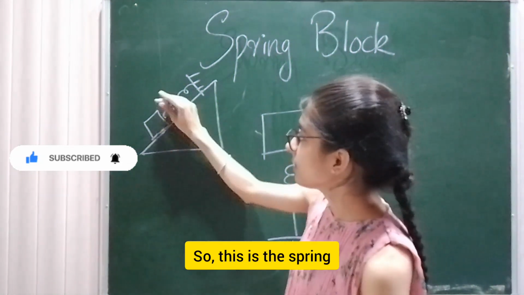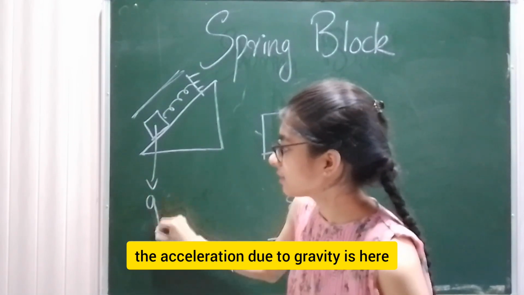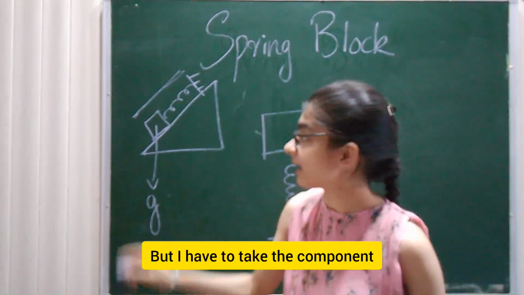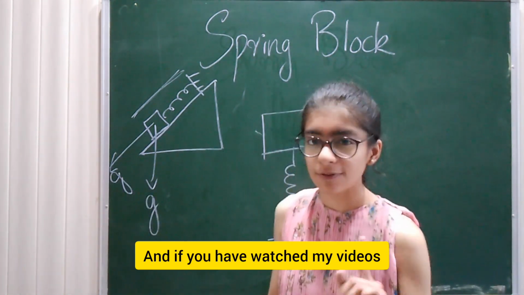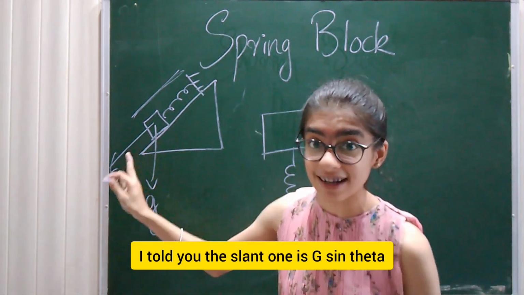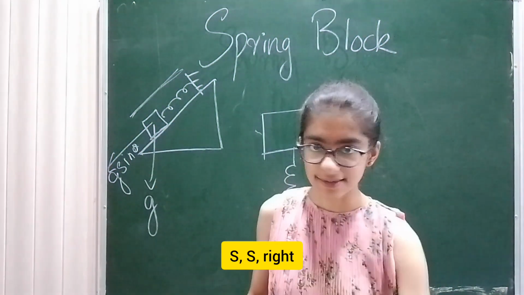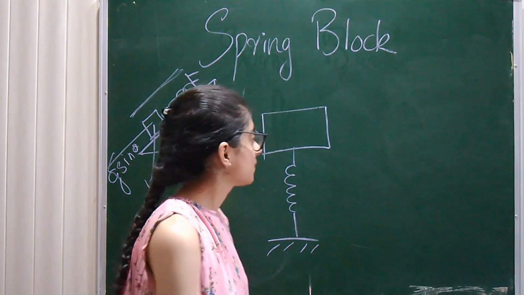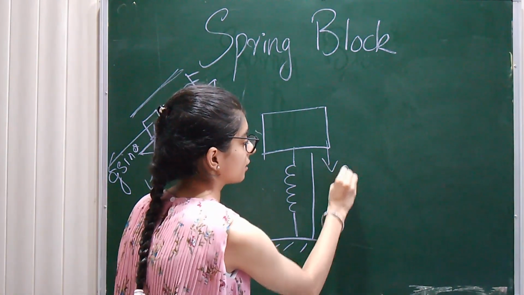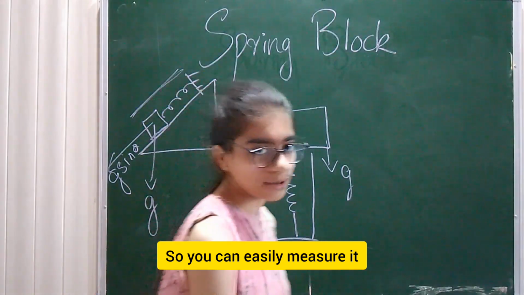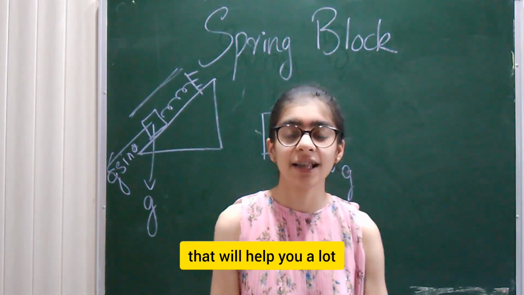So this is the spring, this is the direction, right? The acceleration due to gravity is here, but I have to take the component and find out this one. And if you have watched my videos, I told you the slanted one is g sine theta, right? And here it is the straight one, and it is g. So you can easily measure it, isn't it? It's a very wonderful trick that will help you a lot.